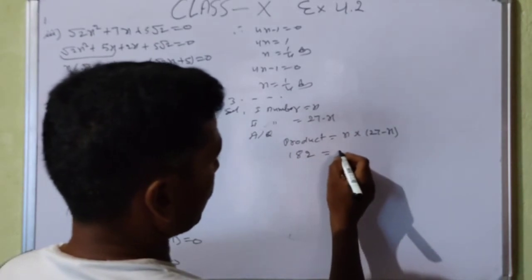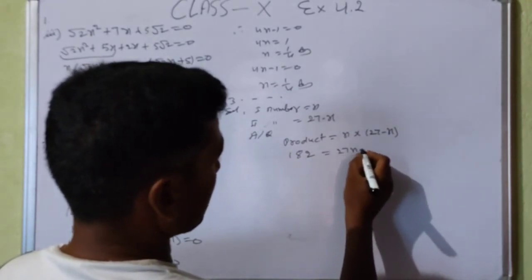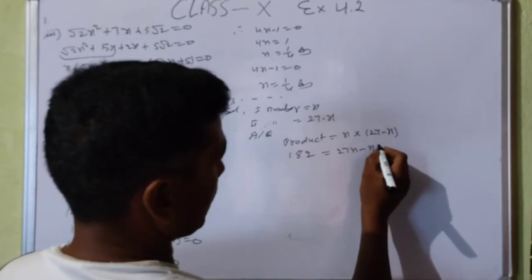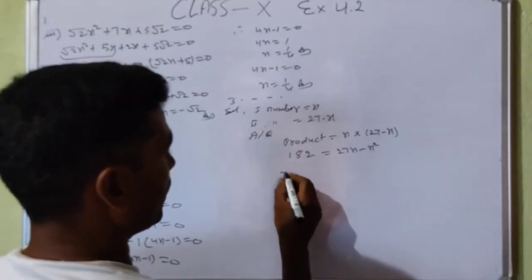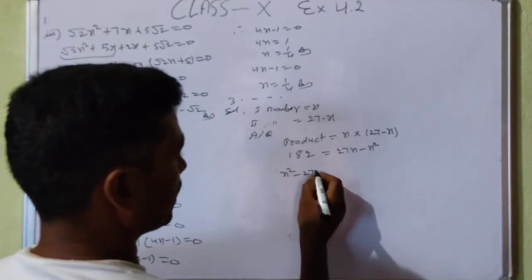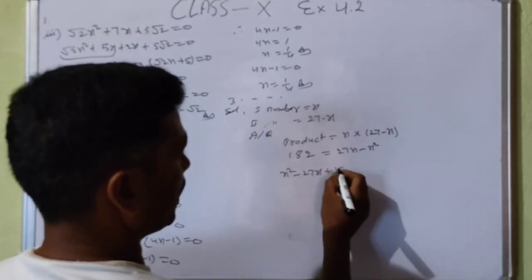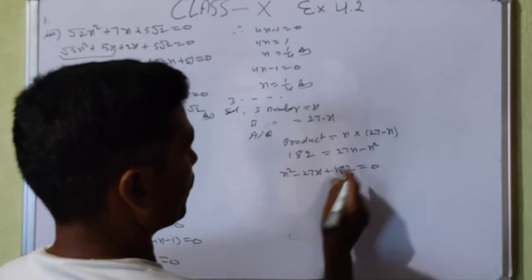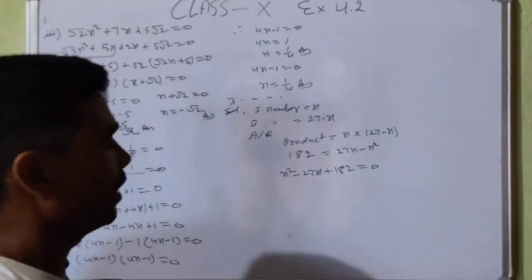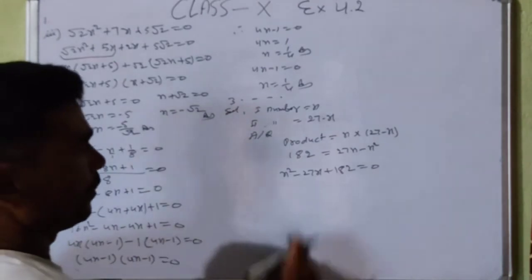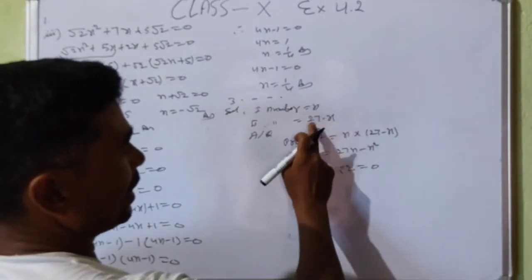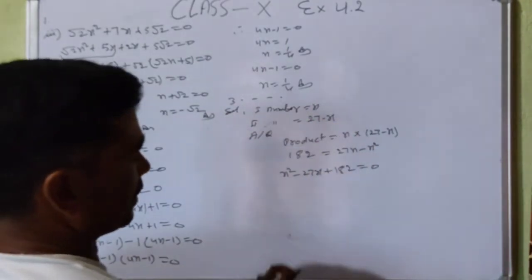182 is equal to 27x minus x square, and then these things will come to this side, so that will be x square minus 27x plus 182. When you factorize this equation, then your answer will come. First answer will be x, second answer will come 27 minus x.